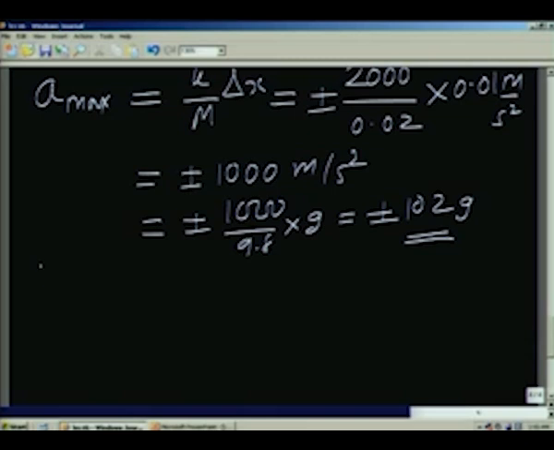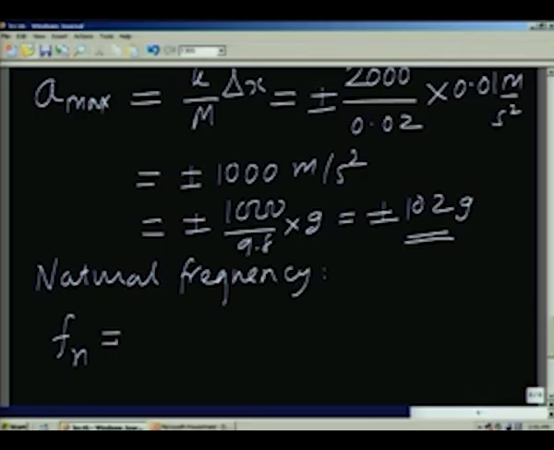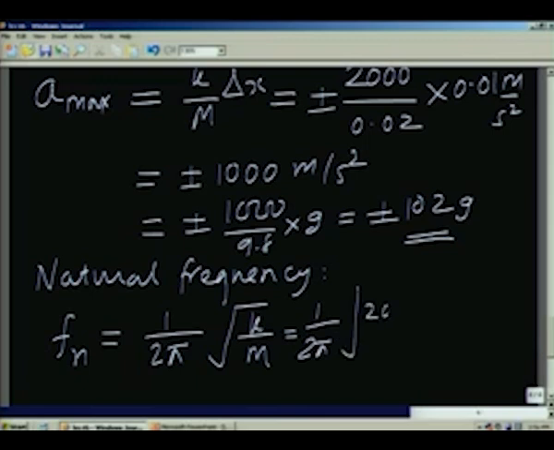So, the natural frequency can be also obtained. We know this from our study of mechanics. So, the natural frequency, I will call it as f subscript n. It is nothing but 1 over 2 pi square root of k by m. 2 pi into fn is called the circular frequency, omega n. So, I am just using that formula. So, this will be 1 over 2 pi into square root of 2000 divided by 0.02. This will be in so many hertz, and it works out to about 50.33 hertz.